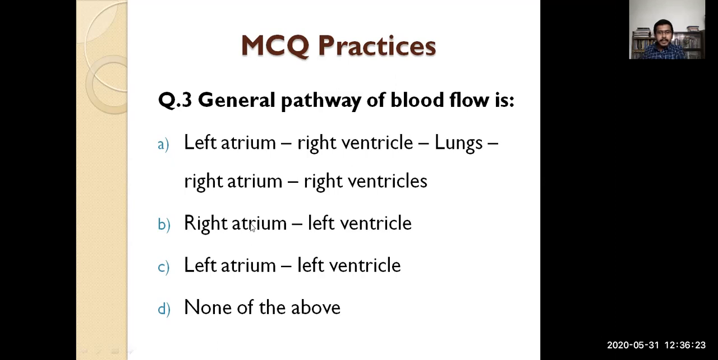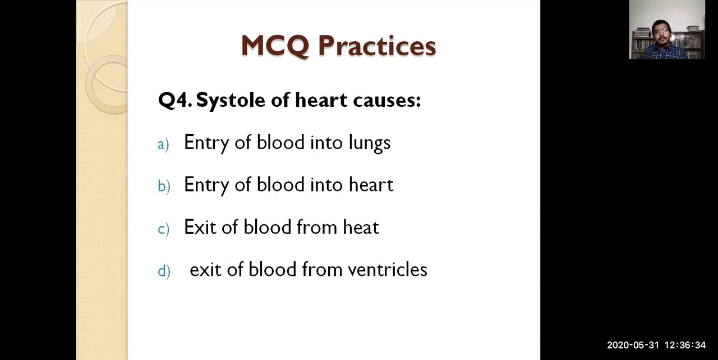Right atrium to left ventricle, that's also not the correct option. And if we move to option C, then from left atrium to the left ventricle. So option C is the correct option. So systole of the heart causes this. Systole means there is contraction of the heart, and diastole means the relaxation of the heart. As we have already discussed, during the systole of the heart, the blood is pumped outside from the heart to the different blood vessels.